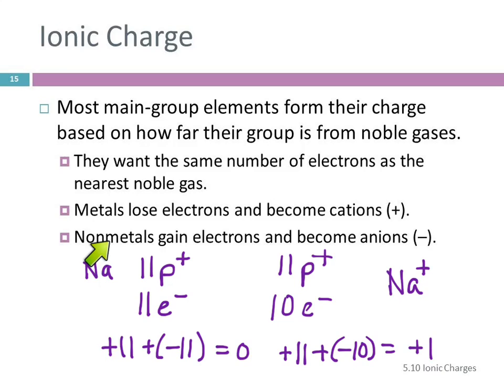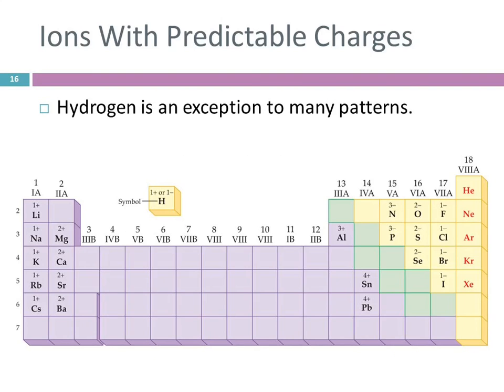So the nonmetals do things differently. They gain electrons. If you're adding more negative charges in, then you have a negative charge. Another way to remember this is nonmetal starts with N and negative starts with N. Nonmetals form negative ions. Hydrogen, again, is an exception to many patterns, and he's an exception to this as well. Let's look at the ones that are not exceptions.